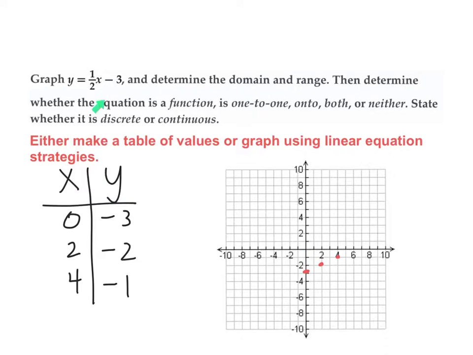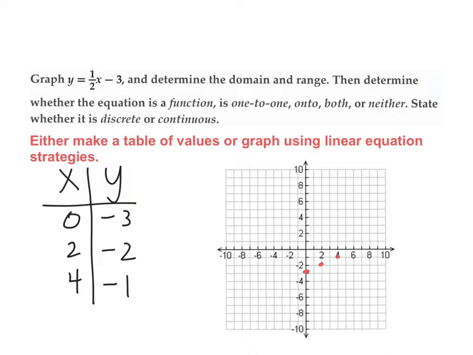Could I plug 1 in up here and get a value for y? Sure I could. This is 1/2 times 1, which is a half. Half minus 3 is negative 2.5. So there would be a point. Would there be a point here, like at 1.5? Could I plug 1.5 in and get a value for y? Sure. Okay, I can pick any x I want, and I'm going to get a value for y.